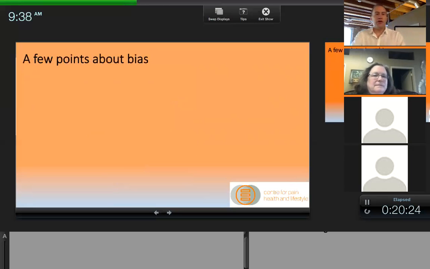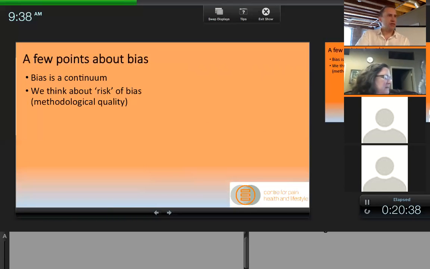All right, a few points about bias. So one of them is bias is a continuum. Things are not biased or unbiased. Okay, things are more likely to be biased or less likely to be biased. And in fact, we can't measure bias in the research world, so we measure the risk of bias. Okay, so again, we're not measuring whether it's biased or unbiased, we're measuring how big the risk is that we think it's biased. And because we use these methodological quality features to try and reduce bias, we use them as a marker when we're judging particular studies. And Neil's going to talk a lot more about that in the next lecture.